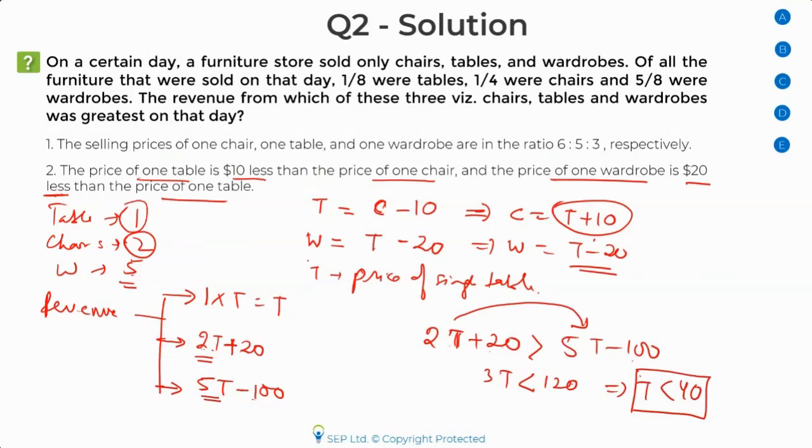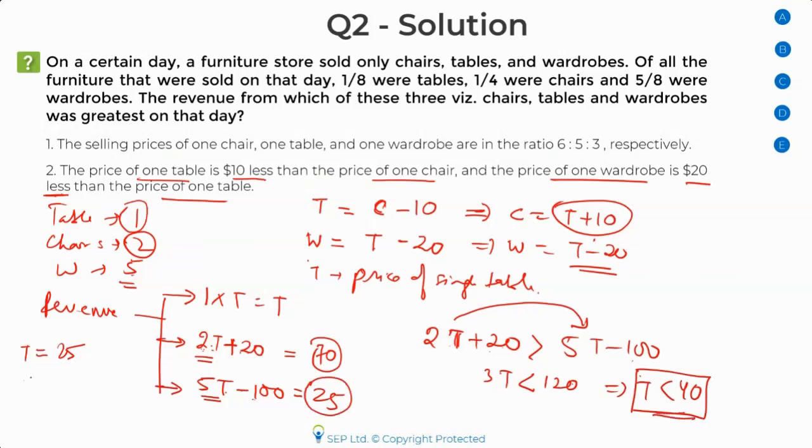So what does this mean? It means if t is less than 40, they are putting a constraint here. They're saying if t is less than 40, this will be greater. So for example, let's take t as 25. Then this would be 50 plus 20, 70, which is good. And for wardrobe you have 25 times 5, which is 125, minus 100, which is 25. So yes, chair is greater than wardrobe. Very good. But we don't know whether t is less than 40 or not.